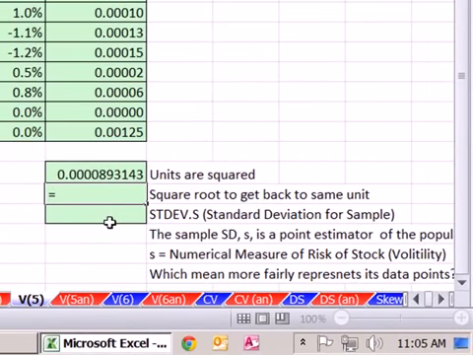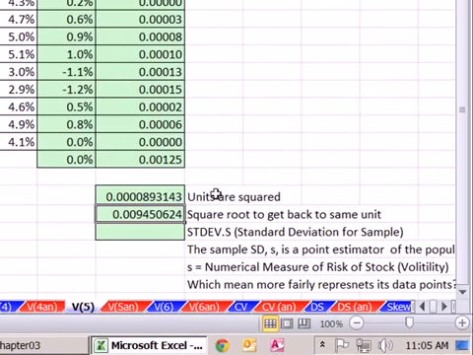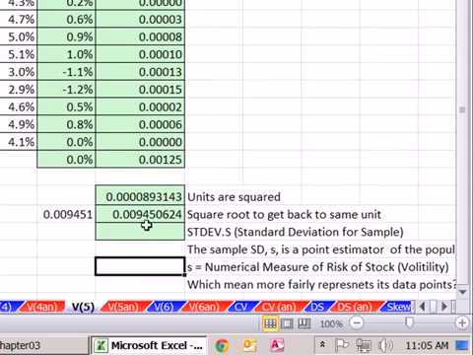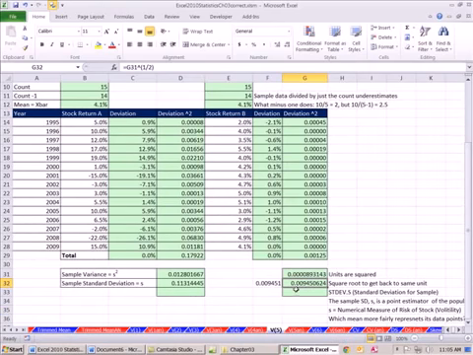Actually, I'll show you a different way. You can say this and caret 1 divided by 2, right? A fraction in the exponent means take the root, the second root. You could use the square root function too. And there is standard deviation, 0.00945, and this one is 0.11.